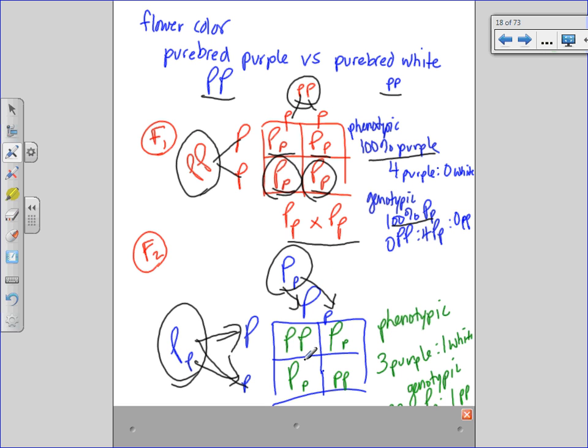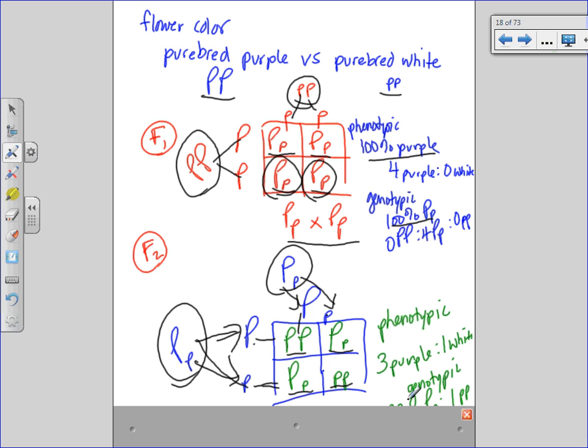So when you combine them, you have a big P from here and a big P from this one, gives you big P, big P in the offspring. If you have a big P from this one and a little p from this one, we get big P, little p. Down here, little p and a big P from the top, we get another big P, little p. And if we take the little p from here and a little p from here, in this box we get little p, little p.